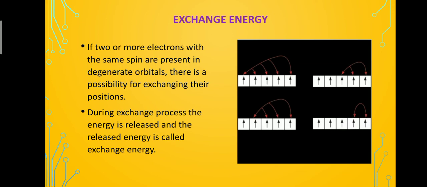So in the half filled and fully filled configurations only, we can expect more exchanges. The exchange energy is the basis for Hund's rule, which allows maximum multiplicity. That is, electron pairing is possible only when all the degenerate orbitals contain one electron each.